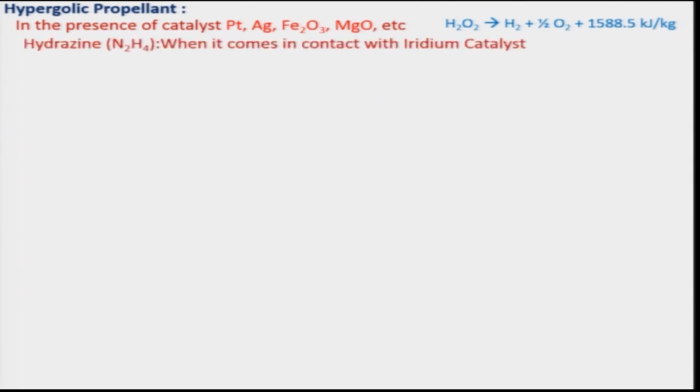And hydrazine, when it comes in contact with an iridium catalyst, can decompose: 1 mole of hydrazine decomposes into 2 moles of ammonia and 1 mole of nitrogen, and ammonia is further decomposed into hydrogen and nitrogen. So, of course, various kinds of catalyst can be used, and then one can get a temperature of 1700 Kelvin and a specific impulse of 245 seconds when it is operated at a chamber pressure of 7 megapascal.